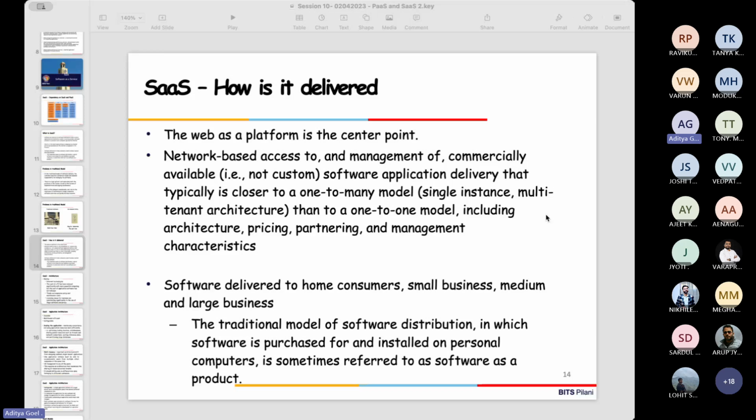So how is this SaaS delivered? We know for a fact that it is delivered using the browser, over the web. So you need to have the internet, using which you get access to the software-as-a-service application. Generally, these SaaS applications are built with a one-to-many model. One-to-many means you have a single instance of the application running, but multiple users using this particular instance. In the traditional world, what used to happen? It mostly used to be a one-to-one model.